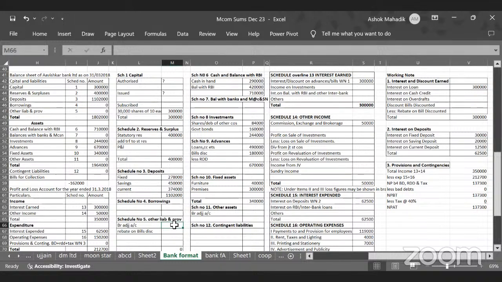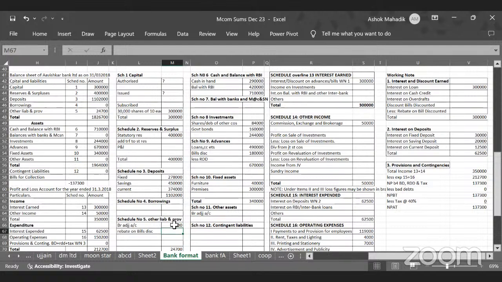Okay, 24,700. Done. So we are done with the trial balance. Now let us see the adjustments. First, rebate on bill discounted. This is a very common adjustment. Even yesterday it was there.